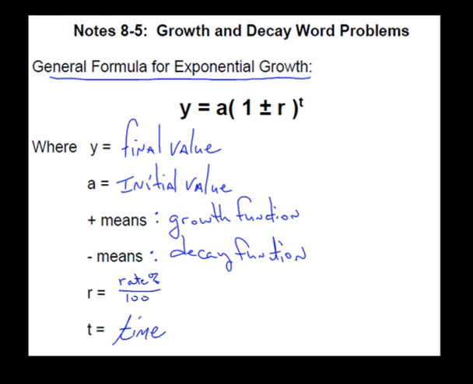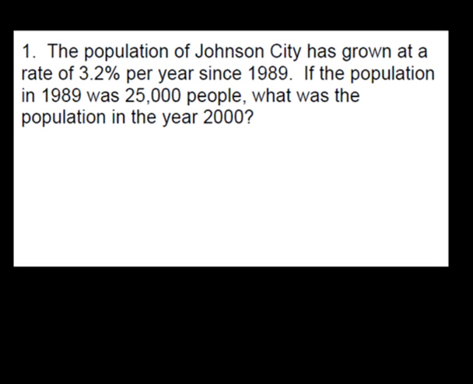The next one we have here, so we're going to actually go through and work a few of these out. Looking at this, it says the population of Johnson City has grown at a rate of 3.2% per year since 1989. If the population in 1989 was 25,000 people, what was the population in the year 2000? So first we're going to look at this right here. It says grown. This is a growth problem.